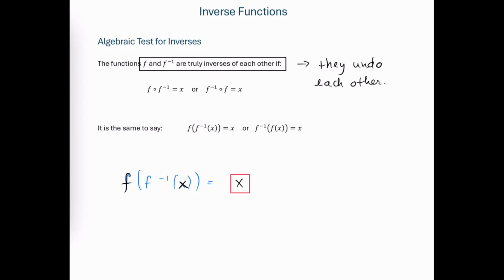So the algebraic test is that we're just going to compose these two functions and see if the result simplifies down to being x. Now, if f inverse is the inverse of f, then f is the inverse of f inverse, meaning that they would be inverses of each other. So it doesn't matter which direction you compose them. Either way, the output should just be x once we simplify it.